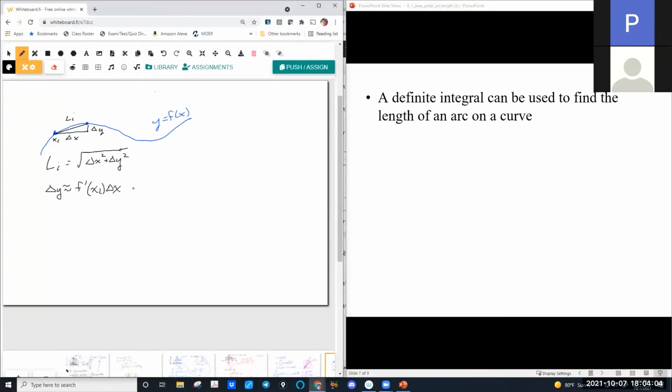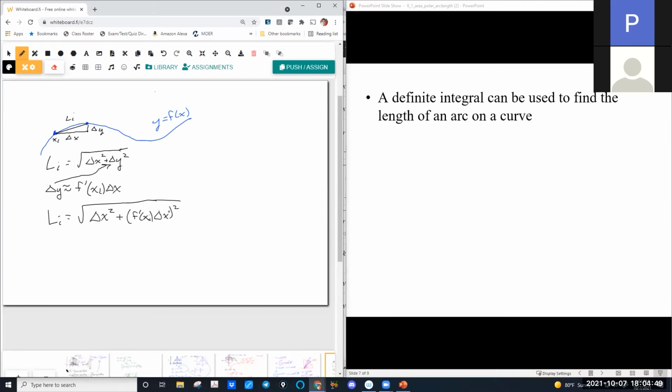This is where the derivative gets introduced into this, because we're going to substitute this into here. Right now we're looking at the discrete case, the ith case, and we use a definite integral to generalize. So L sub I becomes the square root of, and this is not something you need to know, I just want to show you where it comes from, because I think it's actually kind of cool. Delta x, that whole quantity is squared.